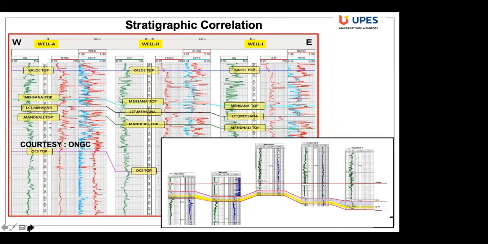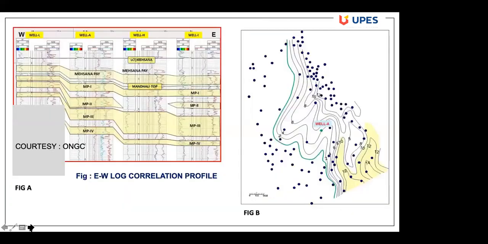Why is stratigraphic correlation important? It is important to understand the thickness variation, in which direction the thickness of that particular reservoir sandstone is good, and towards which direction the reservoir quality is good. So you have to mark the boundary of that particular reservoir facies. For this, stratigraphic and structural correlation is very important.